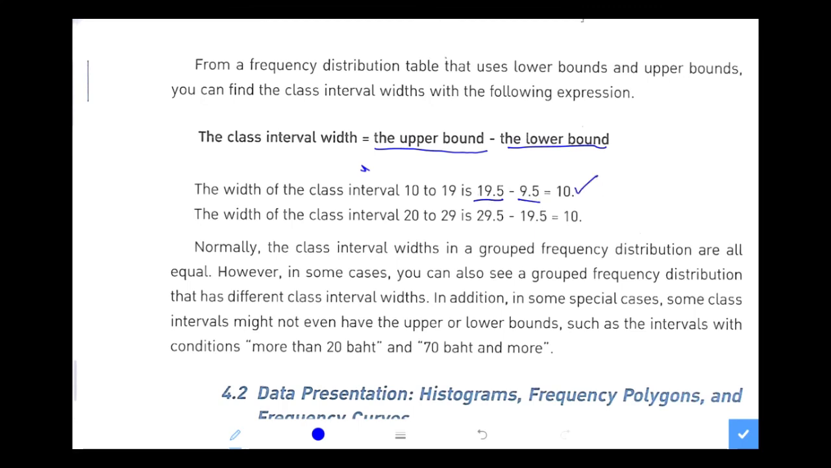Okay, remember when I taught you, 10 to 19, I wrote 10, 11, 12, 13, 14, 15, 16, 17, 18, 19, 20. No, not 20. And then I counted 1, 2, 3, 4, 5, 6, 7, 8, 9, 10. I get 10, which is the same number. But it takes a long time, right? You want to make it quick, you go upper bound minus the lower bound. That's very easy.